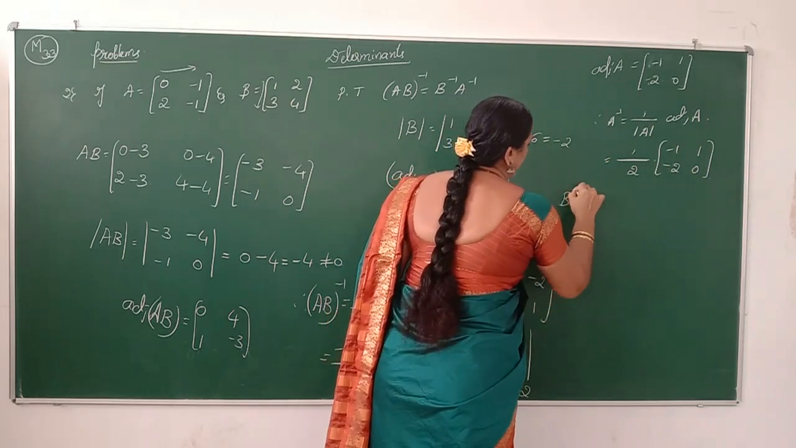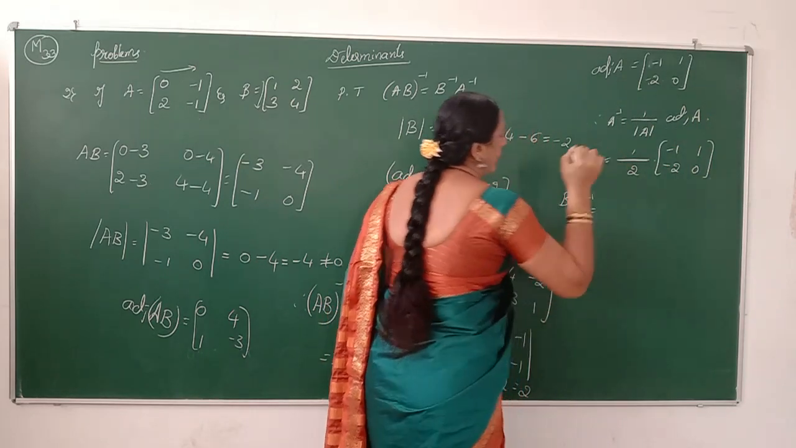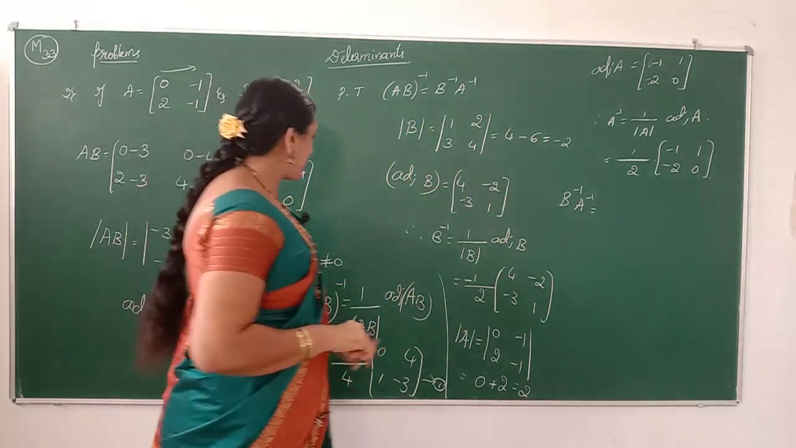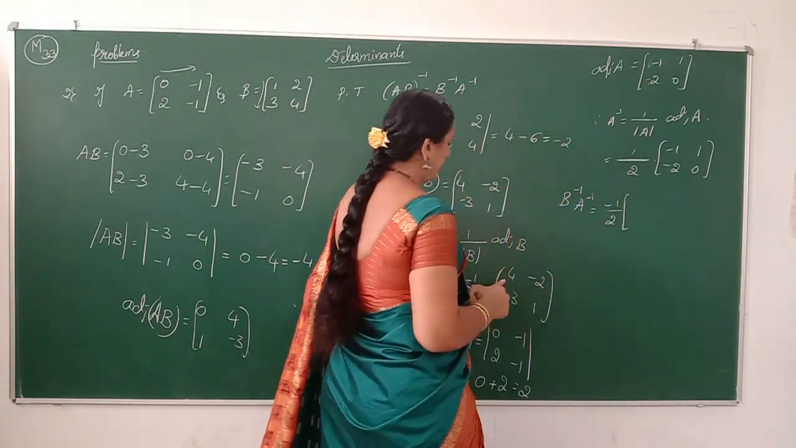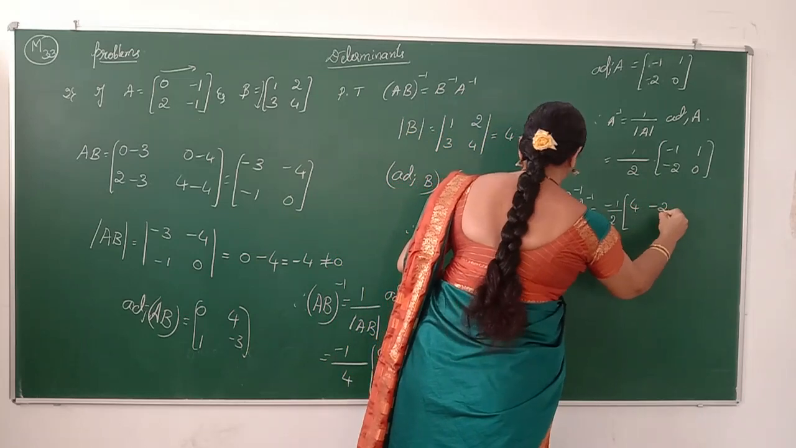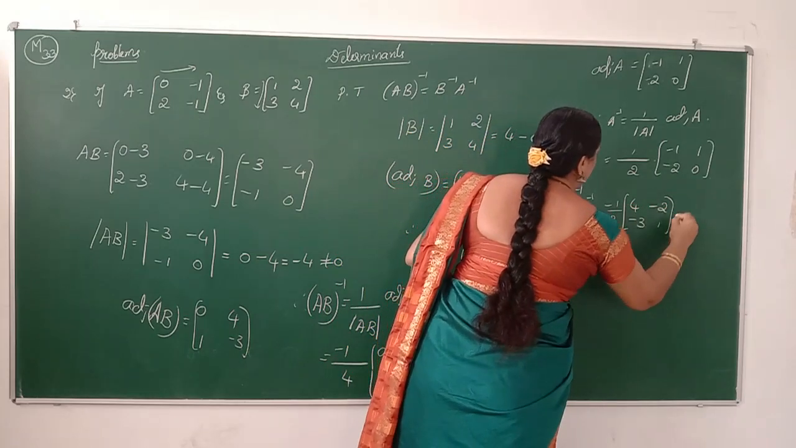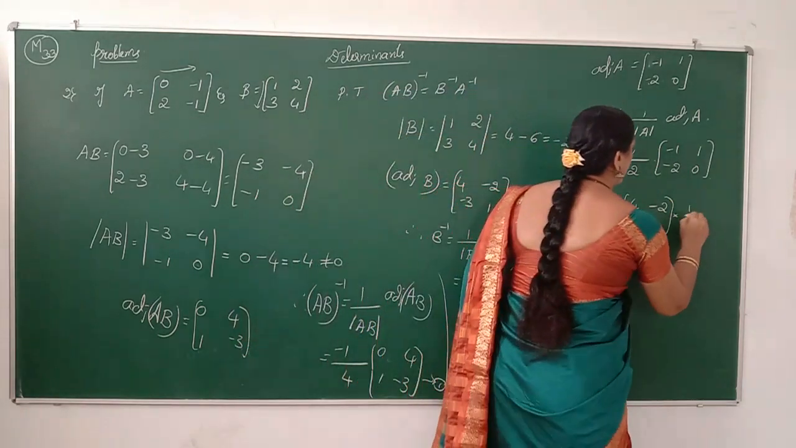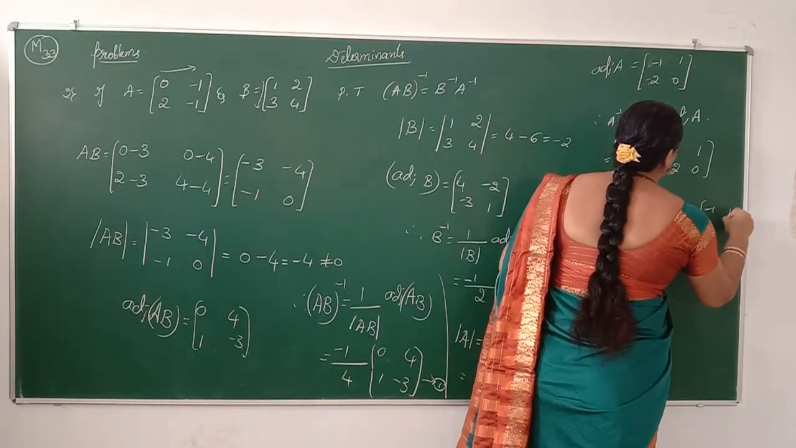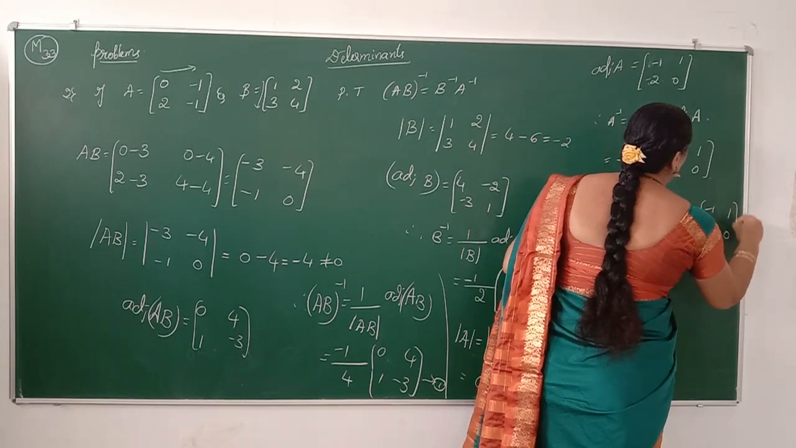Now we will consider B inverse into A inverse. Now the elements of B inverse are minus 1 divided by 2 into 4, minus 2, minus 3, 1, into A inverse, which is 1 over 2 of minus 1, 1, minus 2, 0.